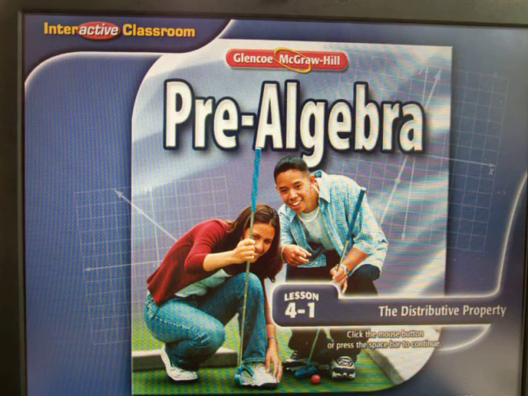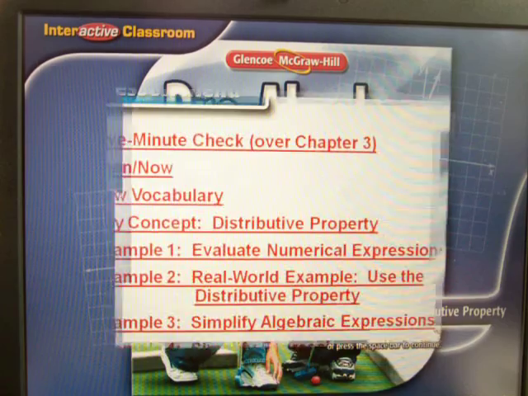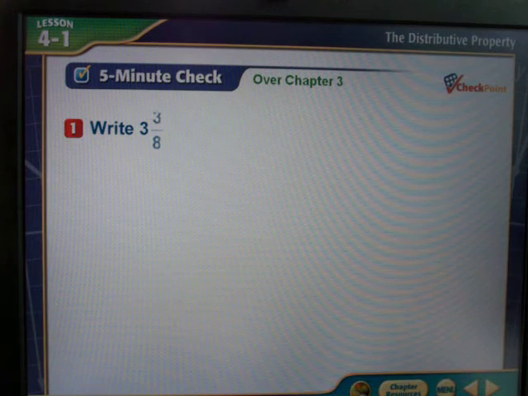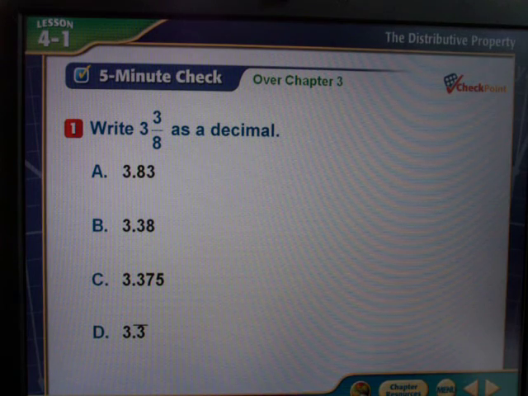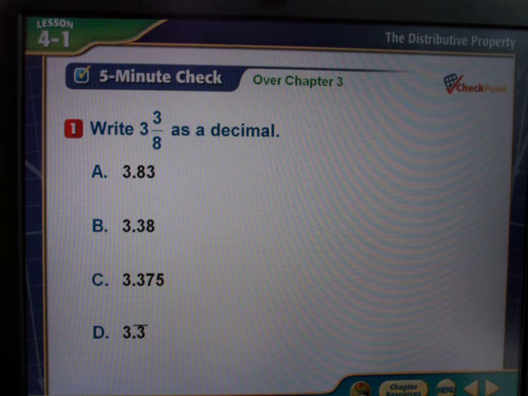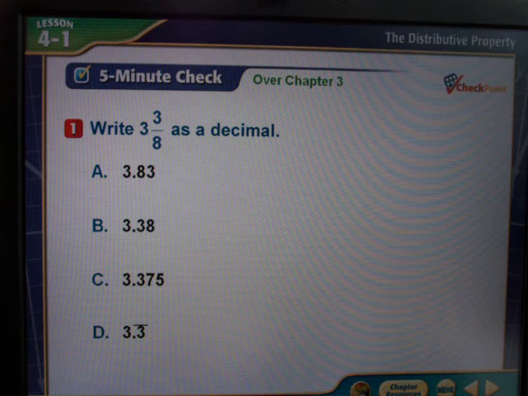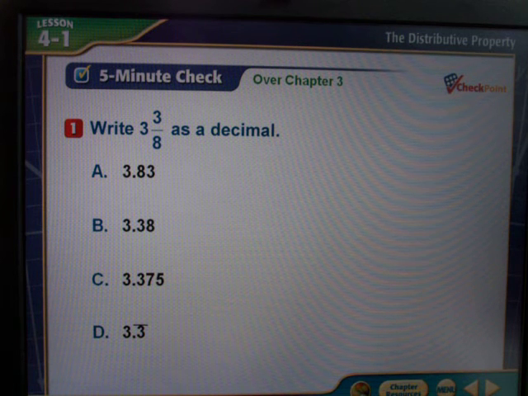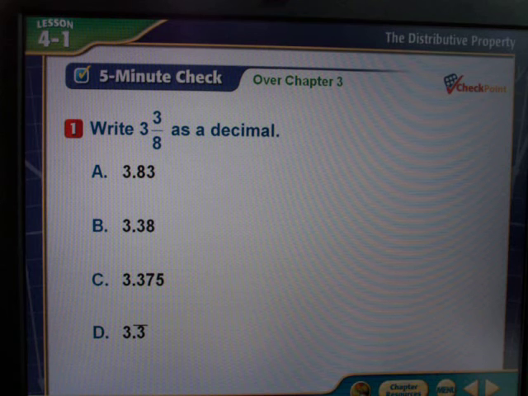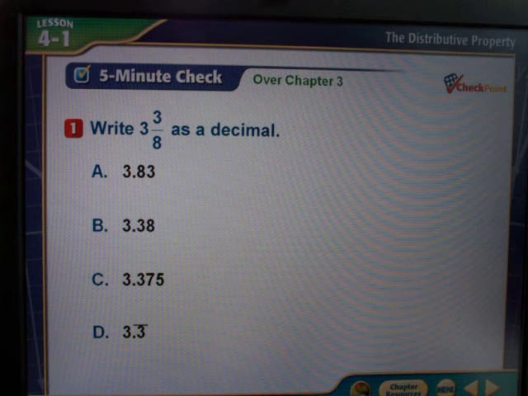This begins Chapter 4, Lesson 1, dealing with the distributive property. So let's go over Chapter 3 and see how much you remember. We're going to take 3 and 3/8 and write that as a decimal. Is it A, 3 and 83 hundredths, B, 3 and 38 hundredths, C, 3 and 375 thousandths, or D, 3 and 3/10 repeating? And your answer is?